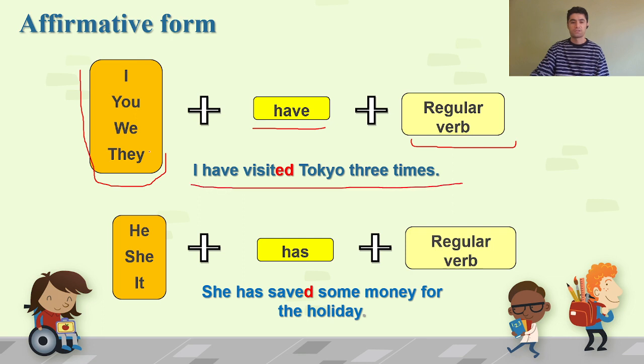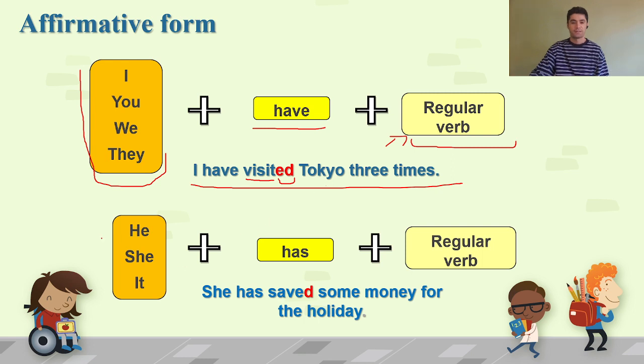And here, as you can see, according to the formula, first comes I, and we use have and the verb visit. Visit is a regular verb, but when we use the regular verb in the present perfect tense, we add ed at the end of the verb, and it becomes visited. So the example sentence is, I have visited Tokyo 3 times. So until now, I have visited Tokyo 3 times.